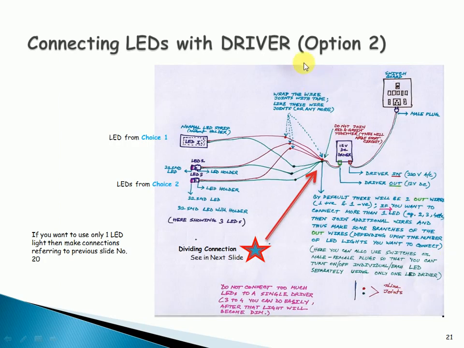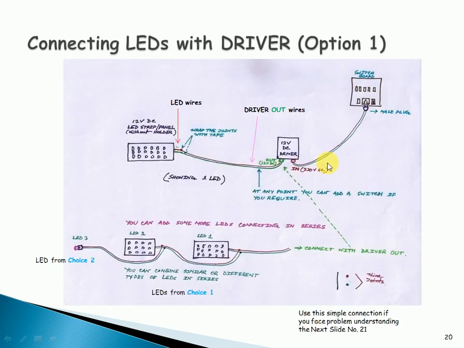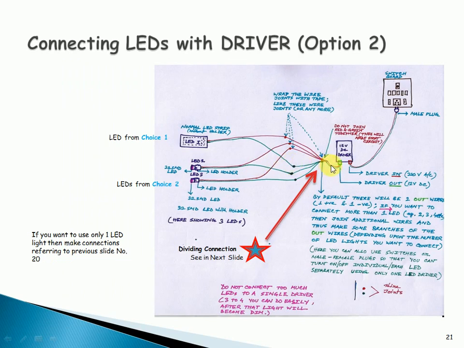Now there is another option to make the circuit or make the connection. Everything is the same as the previous diagram. The switchboard here, the driver here, and this one is the in, this one is the out. Current is coming, 220-volt current is coming from here, it is going here, and this is the out wire. This one is that wire only.